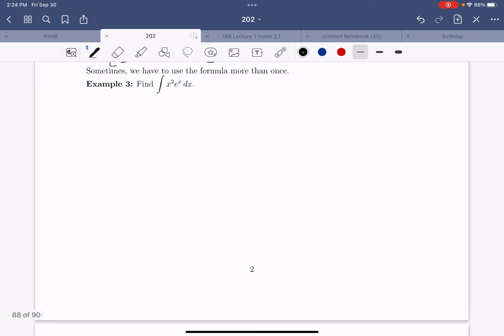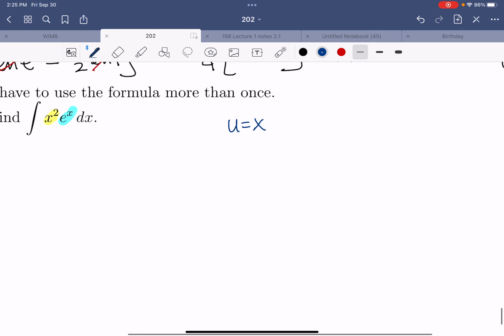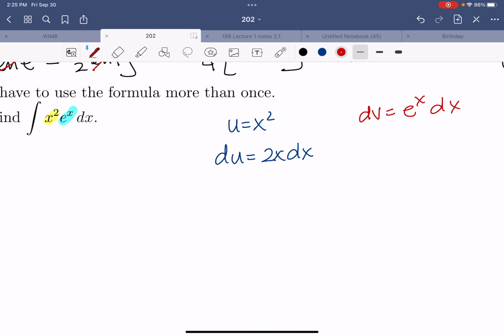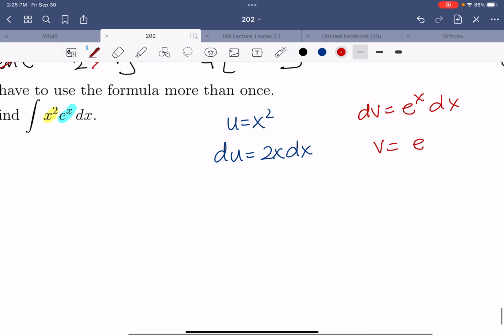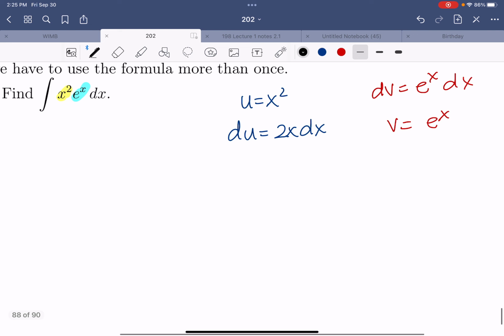For example 3. All right, so sometimes we have to use the formula more than once. Here's an example where that shows up. So again, I've got two functions being multiplied together. I've got an x squared and an e to the x. I'm going to choose my u to be the x squared. That means my du is 2x dx. Then my dv is going to be e to the x dx, which works out nicely because the antiderivative of e to the x is e to the x. Now I put this all together.